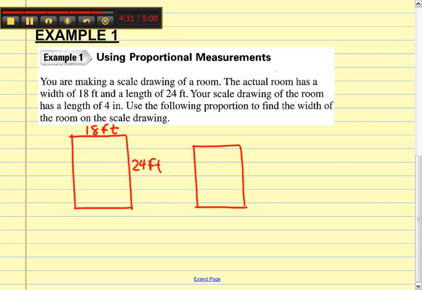I need a map that's smaller, but I need it to be the same proportion. The scale drawing of the room has a length of 4 inches. What is the width going to be? Can you help me set up a proportion that would help us find that? Well, you know what? Let me stop this video. We'll pick it up on the next video, okay?